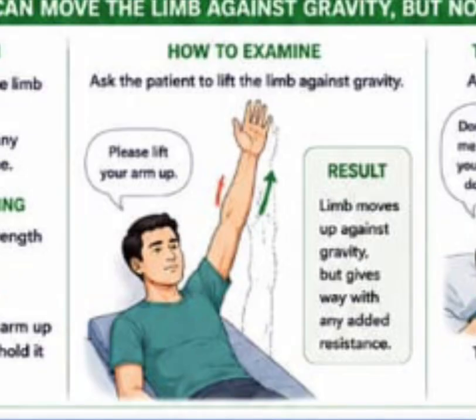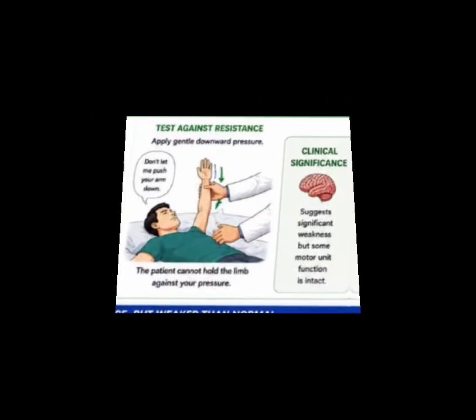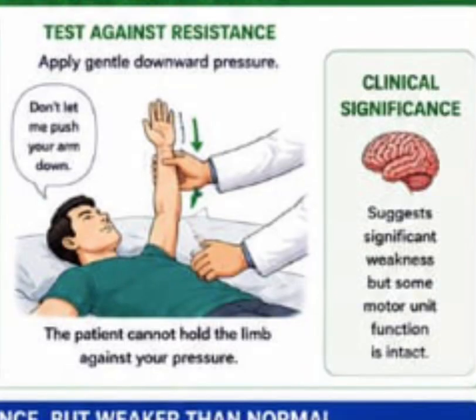So how do we test for resistance now? You apply a downward pressure to see whether the patient can cope with it. If the patient cannot cope with it and can only move it against gravity, you give the patient a 3. So clinically, what will this tell you? This suggests that there's weakness, but some motor units are intact, which means some motor units are being recruited enough to make the patient move it against gravity.